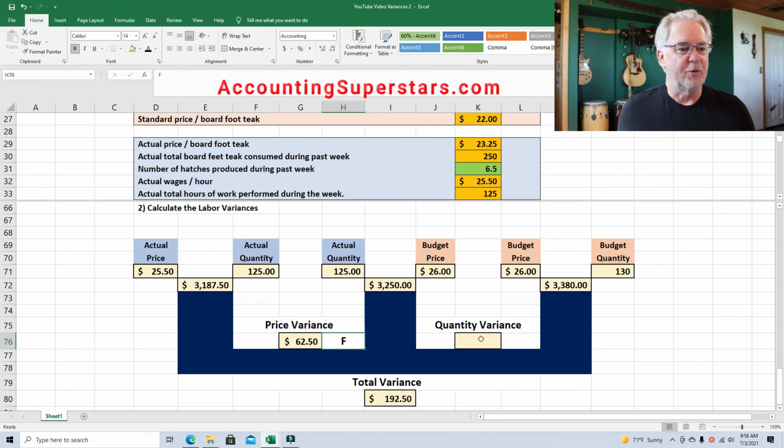All right. Quantity variance. Over here on the right, it's budget. Over here in the middle, we've got an actual component. So budget, actual. The budget was $3,380, and we're a little under budget. So the quantity variance is going to be 130, and it will be favorable too. There we go. So the total variance here, and I didn't write that down, which is very important, is favorable.